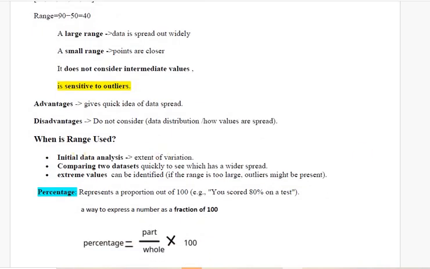So when is the range used? The range is used in initial data analysis, like the extent of variations. Comparing two data sets quickly to see which has a wider spread, then also we make use of range, and also the extreme values can be identified. If the range is too large, we will come to know some outliers are present. This is the usage of range.